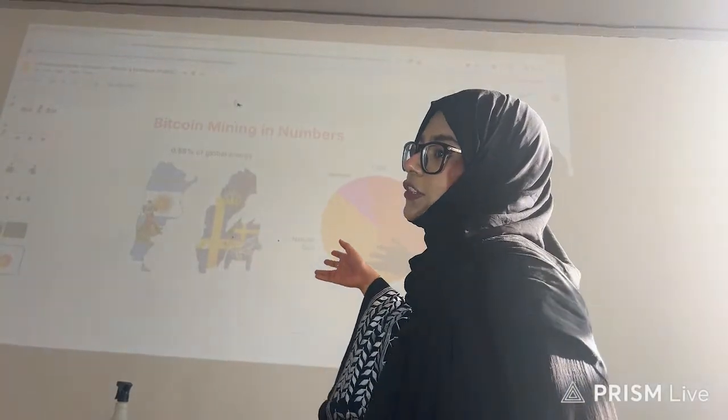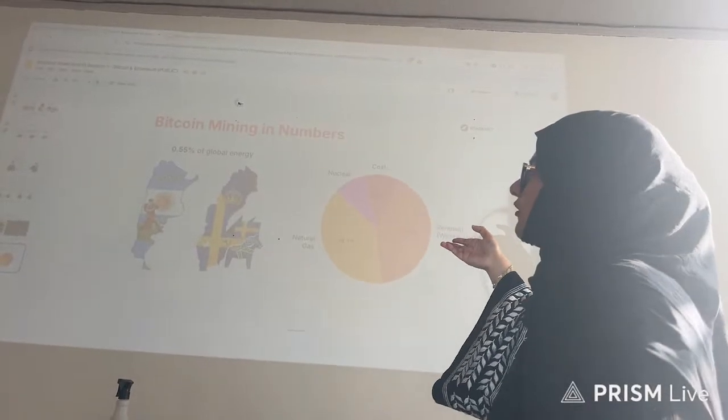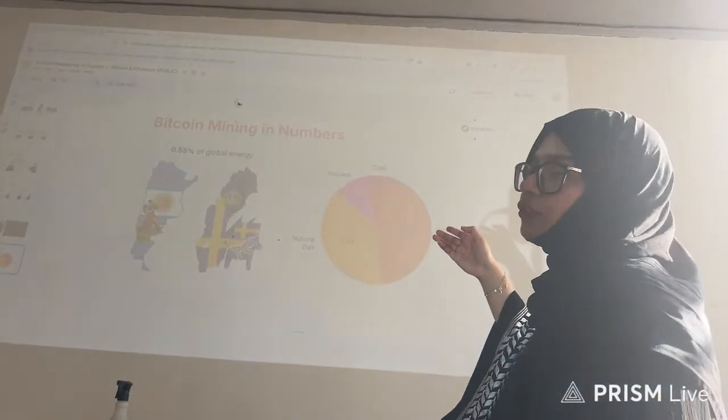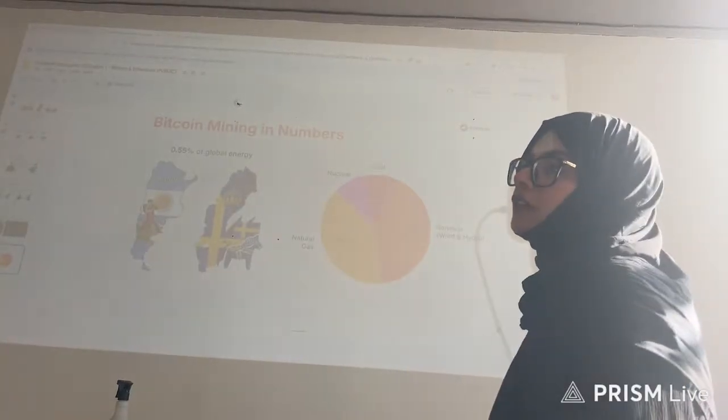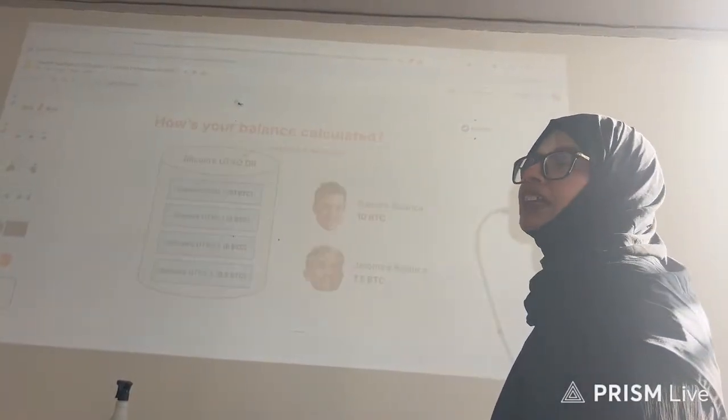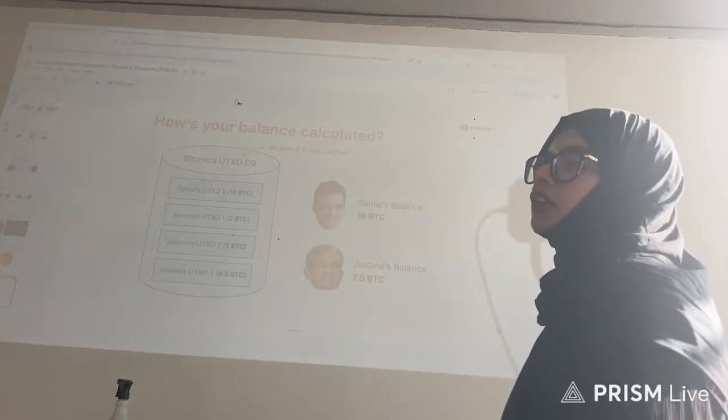this is the data that you wanted to see, where 0.55% of the global energy goes into Bitcoin mining. How many have been mined till now? 18 million? 19, I think. There's not much left.